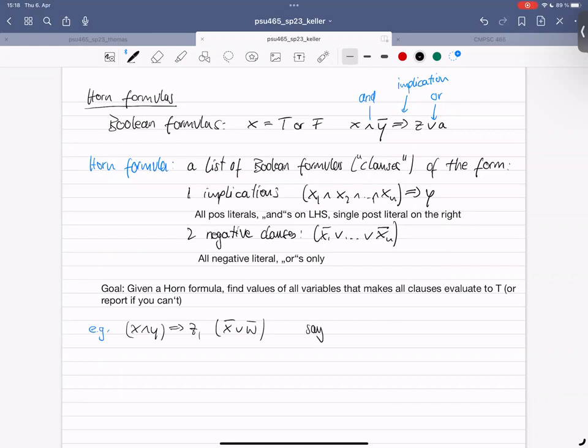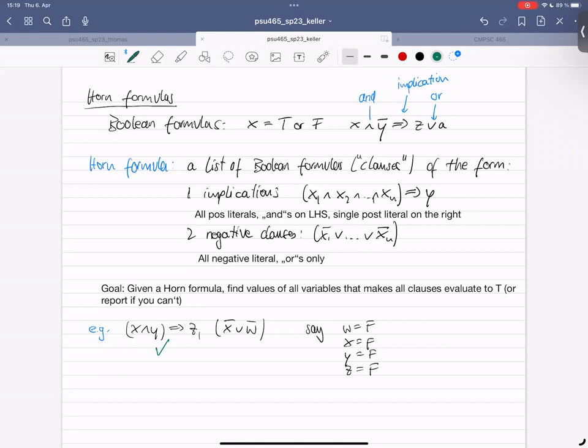And say that in this example, we set all variables to false. W is false, X is false, Y is false, and Z is false. Then what can we say about our clauses? What about the first clause? Any idea? Is it true or false? True. Right. And the second one. True.